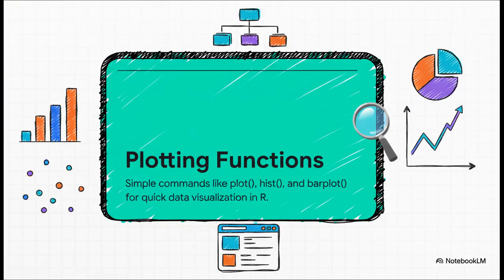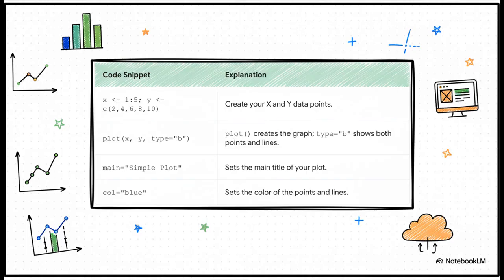You know, the beautiful thing about R is that it has these commands that just create visuals instantly. The big three you need to know are plot, hist, and barplot. Seriously, think of these as your Swiss Army knife for data analysis. So let's break them down, one by one. First up is the plot function. This thing is an absolute workhorse.